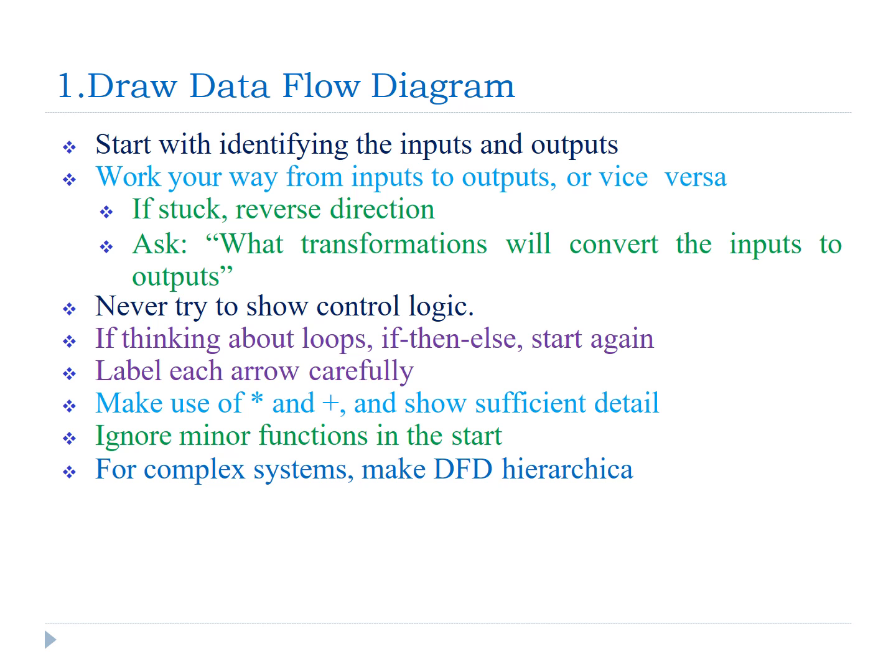To draw any data flow diagram, the following points should be taken care of. It starts with identifying the inputs and outputs. Work your way from inputs to outputs or vice versa. Additionally, if you get stuck, then reverse the direction and ask what transformations will convert the inputs to outputs. By following these practices, you will get your answer and you can proceed either from input to output or vice versa. Never try to show control logic. If you are thinking about loops or if-then-else, start again.